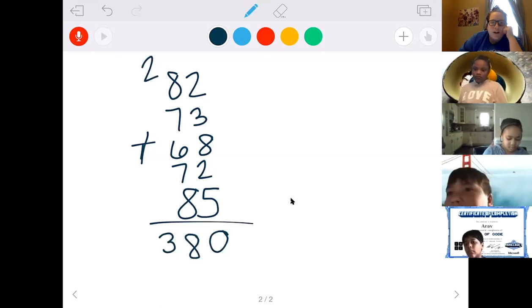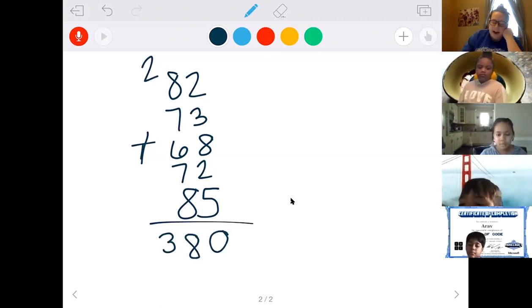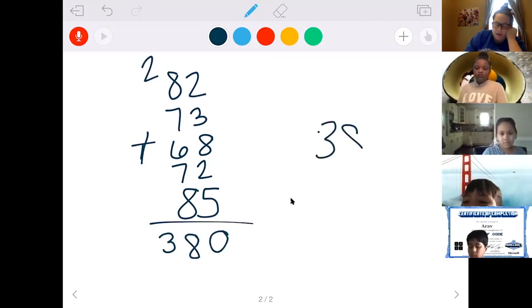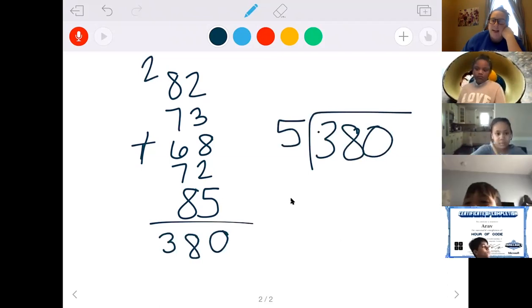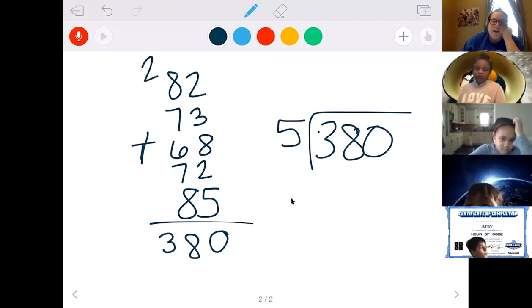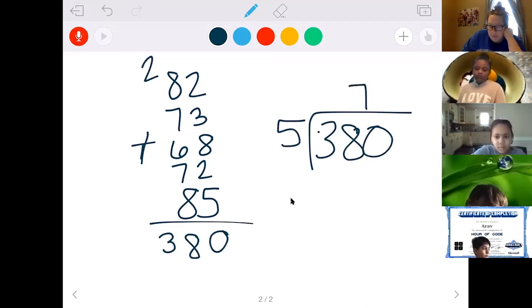So what we're going to do now is divide by how many tests she had. So she had 5 tests. So let's take the sum, 380, divide it by the 5 tests that she took. We know 5 won't go into 3, but it will go into 38. It'll go in 7 times. 5 times 7 is 35.